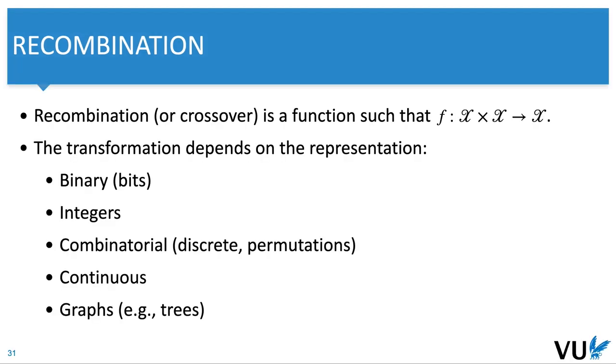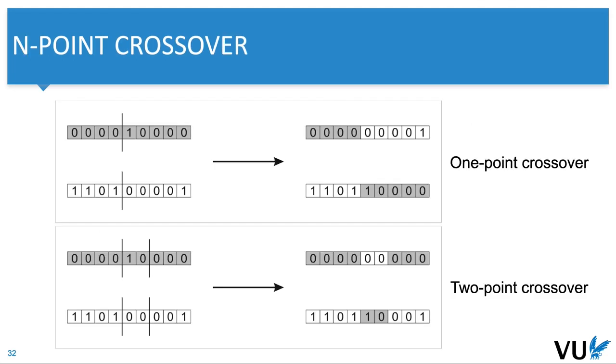So recombination, or sometimes called crossover, is a function such that it takes two individuals and creates one new one, right? And again, it is different for different representations. So like before, binary, integers, combinatorial, continuous, and graphs. And the most commonly used crossover is so-called one-point crossover.